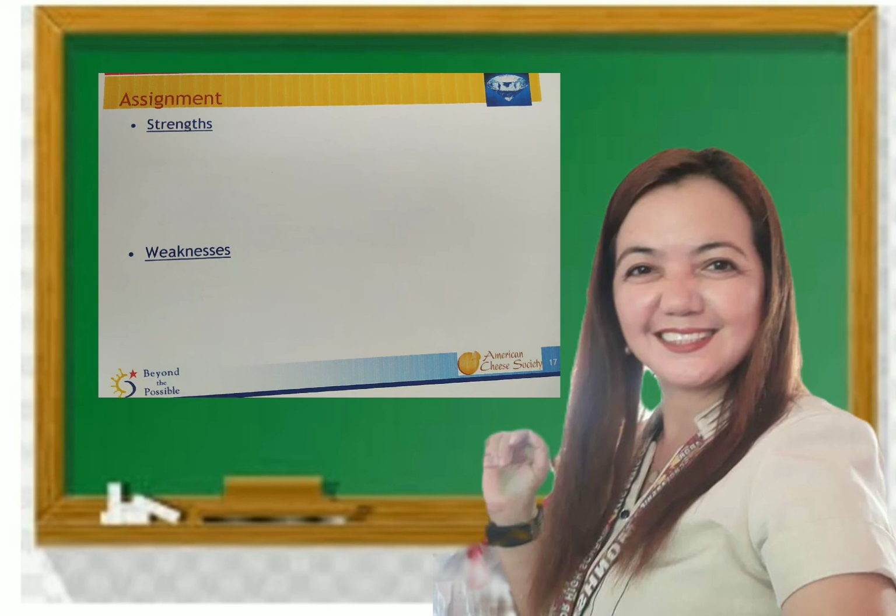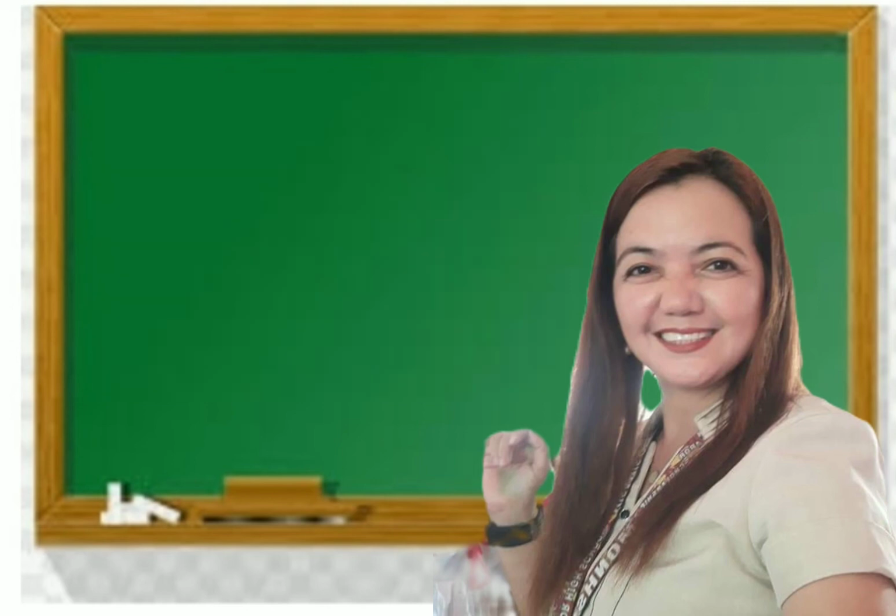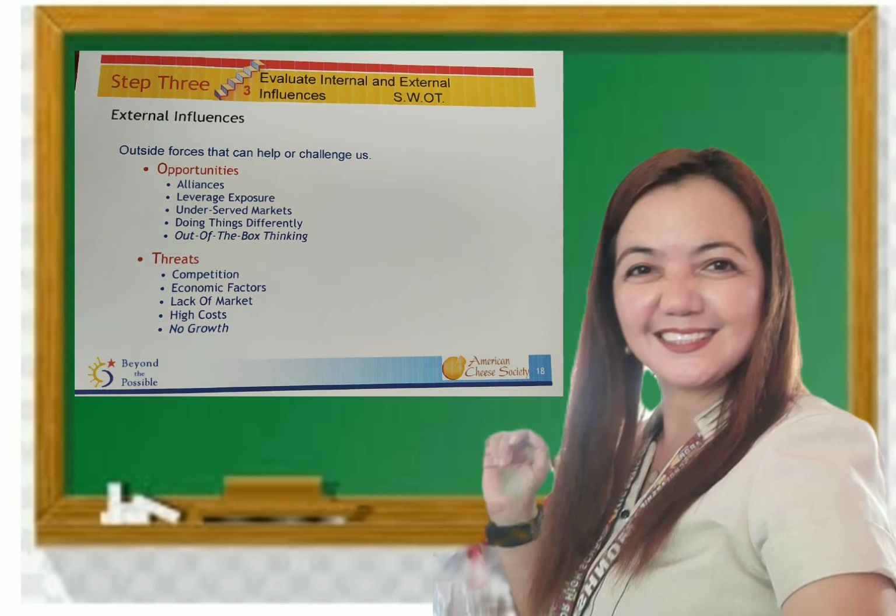Now, we'll proceed to the external influencers. What are those external influencers in the SWOT analysis? That is the outside forces that can help or challenge our business. So, we have the opportunities. What are those opportunities? Alliances, leverage exposure, underserved markets, doing things differently, out of the box thinking.